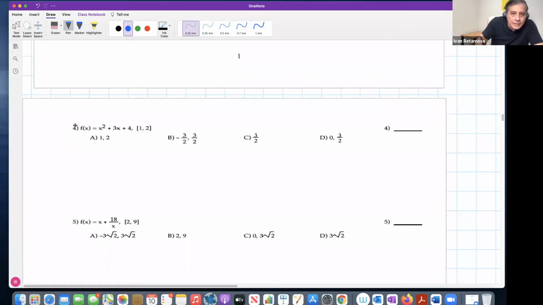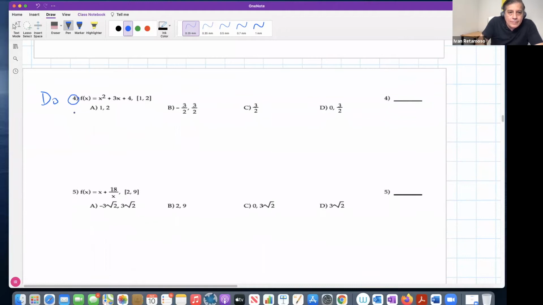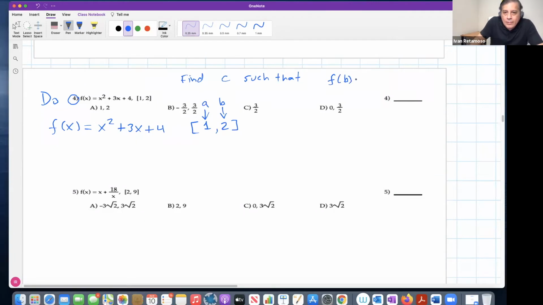I think it's slightly easier. Try this. f of x this time is equal to x squared plus 3x plus 4. And you are working in this interval, 1, 2. This is your a, this is your b. And you have to find c such that the conclusion of the mean value theorem holds.